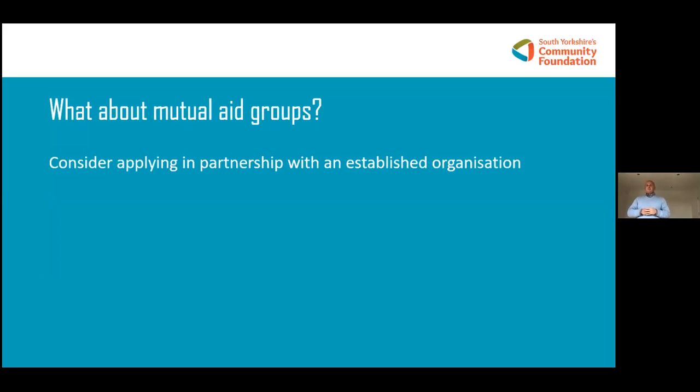There's been a bit of discussion in the early stages of the pandemic about what they call mutual aid groups, which is where just a group of people in a neighbourhood got together and said, right, we're going to sort this. We're going to get the prescriptions, we're going to deliver food. So if you've not got a bank account or a constitution and you're just an informal group, it's still possible to get your activities funded, but it needs to go through an established organisation. So is there a local tenants and residents association? Is there a local community centre? If there is, perhaps talk to them, and they could potentially apply for money which could then pay for the costs of you running the activities.